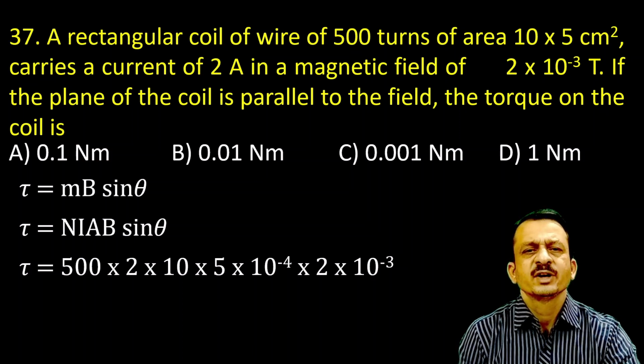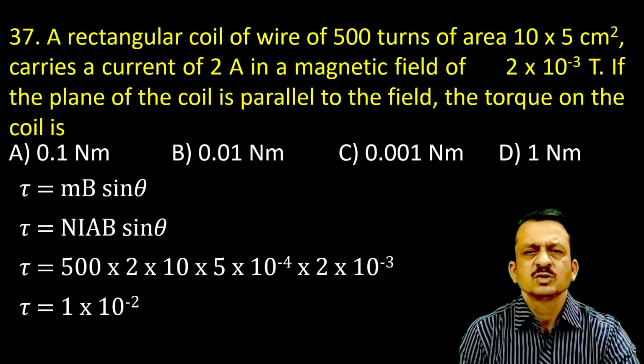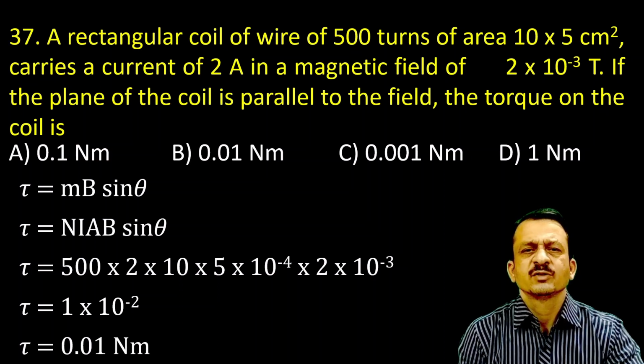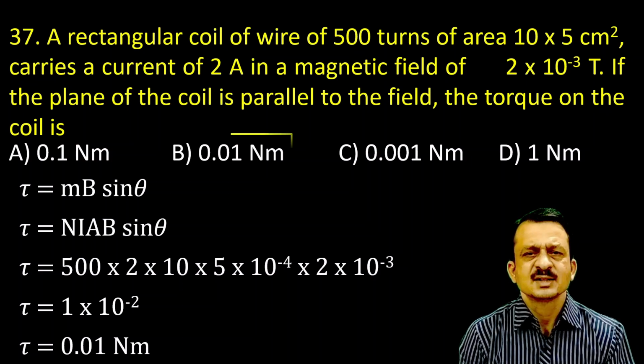Now carefully simplify here. 500 into 2 becomes 1000, into 10 it is 10,000. 10,000 can be written as 10 to the power of plus 4. Now here we have 10 to the power of minus 4, it cancels. The remaining thing is 5 into 2, which is 10. 10 into 10 raised to minus 3 becomes 10 raised to 1 into 10 raised to minus 2, or 0.01 Newton meter. So therefore B is the right answer here.